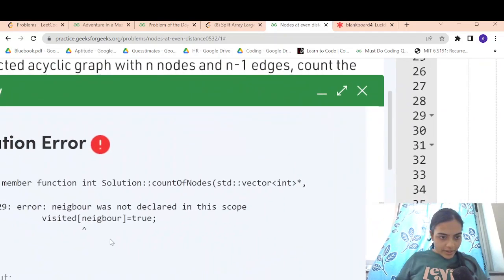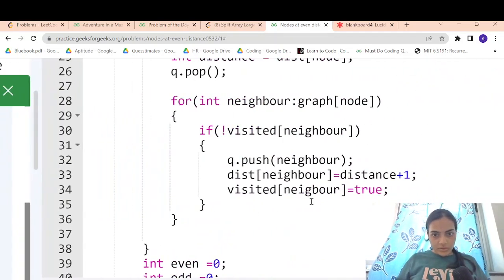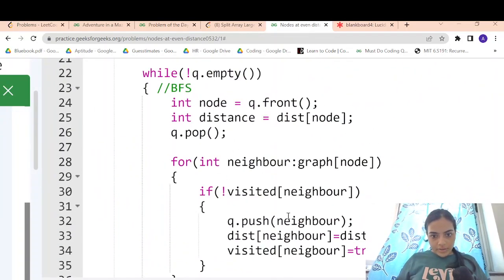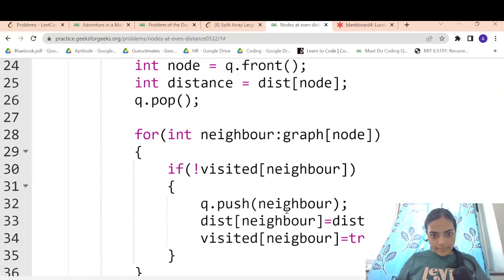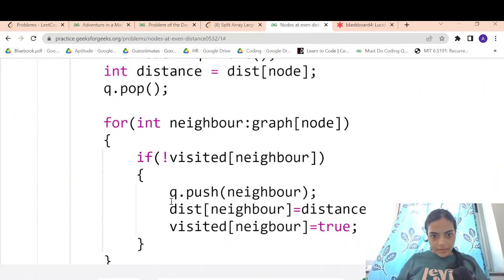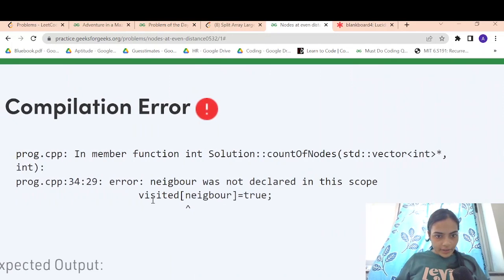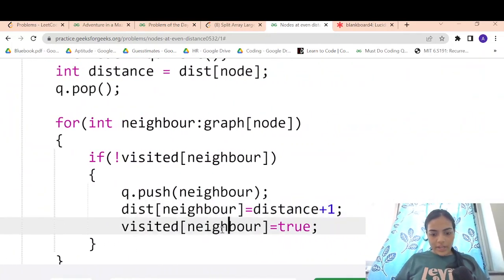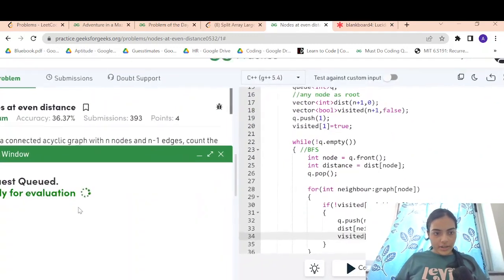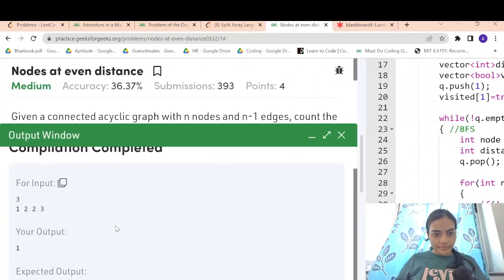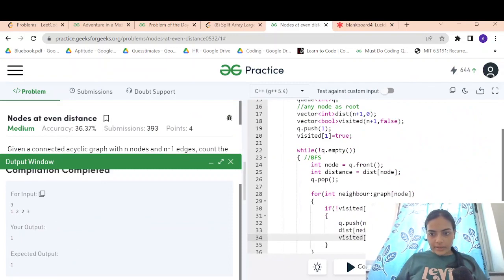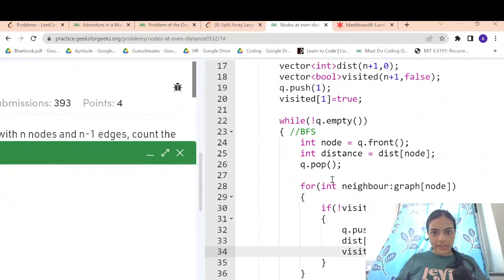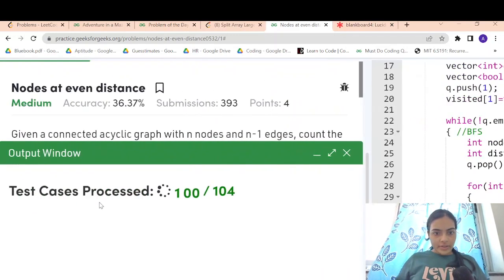There's a compilation error: neighbor was not declared in this scope. Where is the error? Let's see. Visited of neighbor is equal to true, so I have not given a semicolon. Okay, now let's run and see again. So it's working. Let's submit and see if it will work for all the possible test cases. So it's working.